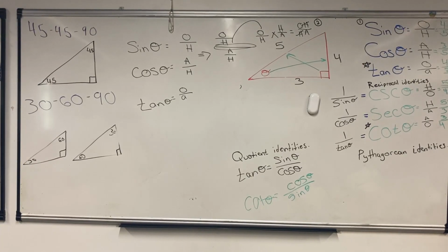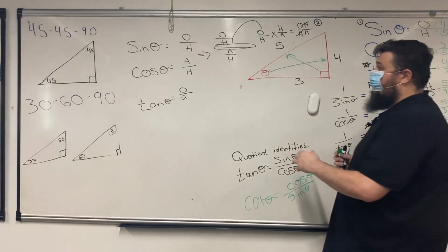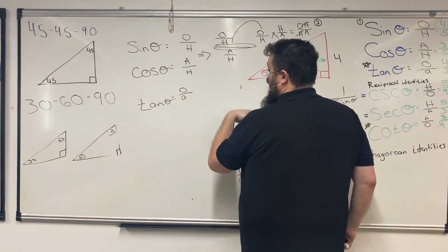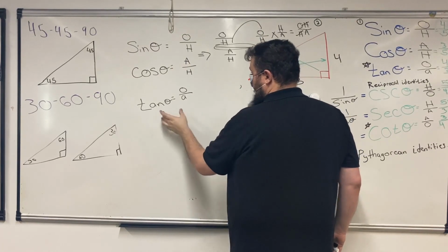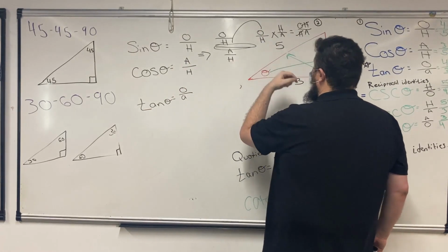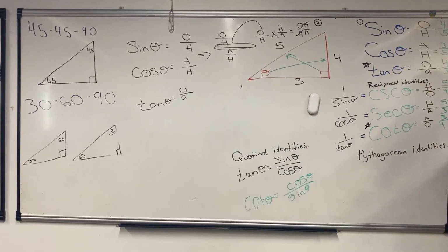So, any questions about how I went from sine is opposite over hypotenuse, cosine is adjacent over hypotenuse, to tangent is just sine divided by cosine? Is that just like a parent? You can think of it as a parent function, yeah.